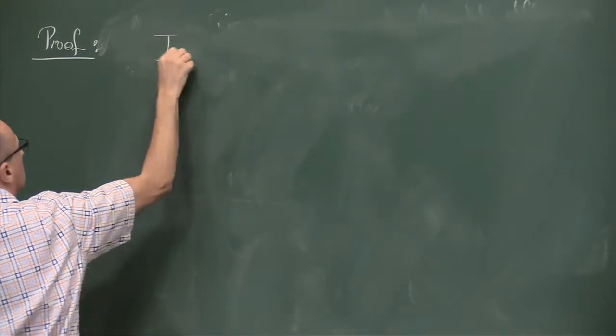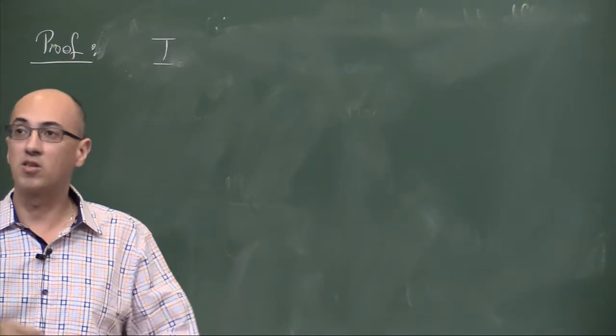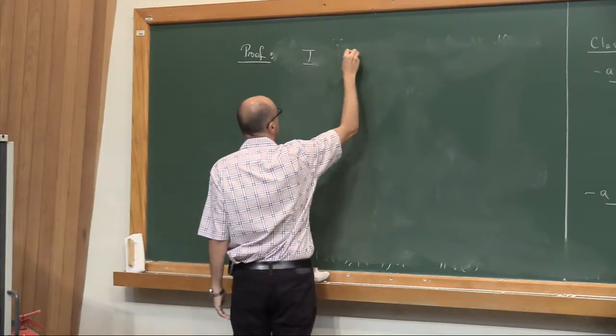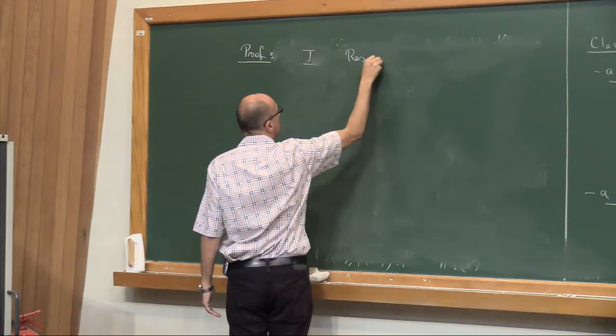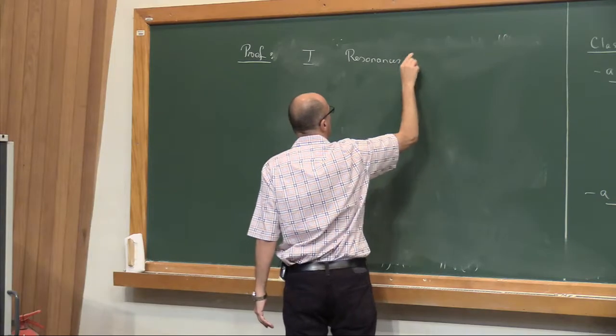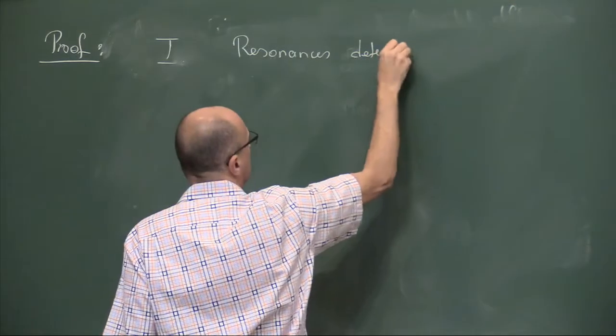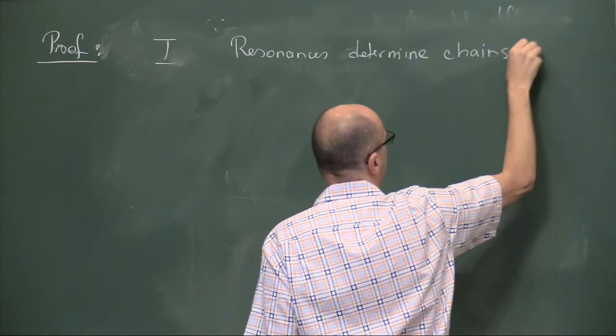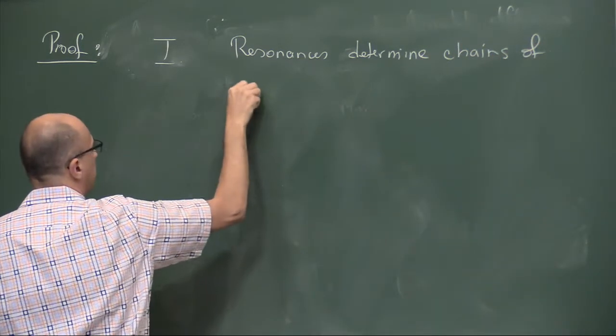First, you look at the geometric structures that organize the dynamics. So this is like Poincaré philosophy. So resonances in the system determine chains of normally hyperbolic invariant cylinders.